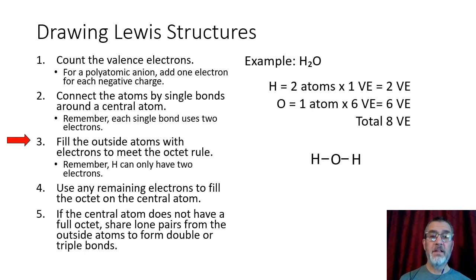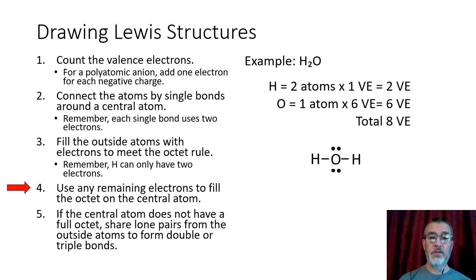Next, we're going to fill the outside atoms with electrons to meet the octet rule. Well, hydrogen already has 2 electrons. Each hydrogen is associated with one of those bonds, and therefore the hydrogen is already full. I can't add any more electrons to the hydrogen. So I'm going to move on to the next step because hydrogen can only have 2 electrons.